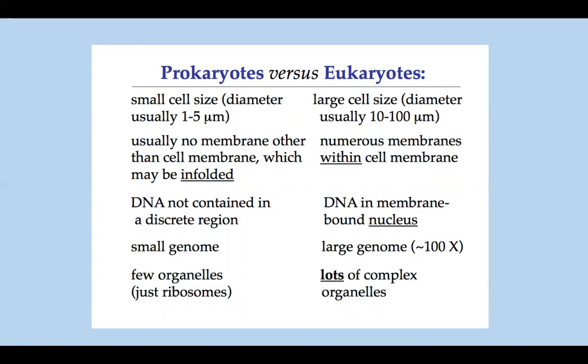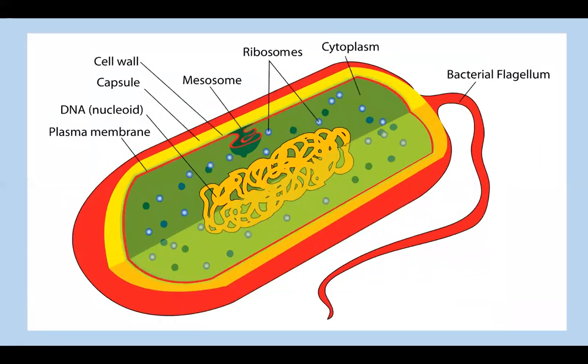Prokaryotes have a small genome in comparison to eukaryotes and do not have any organelles besides ribosomes. Ribosomes do not have a membrane, which relates to my earlier point that prokaryotes do not have any membrane-bound organelles. Here we have a prokaryotic cell.